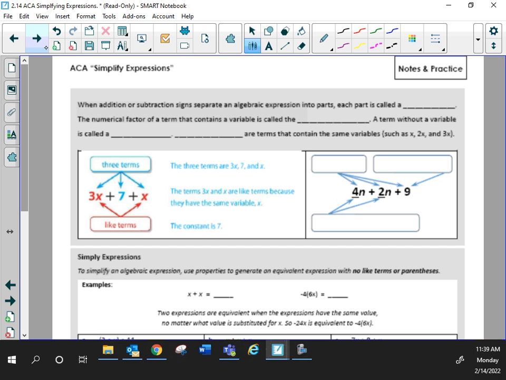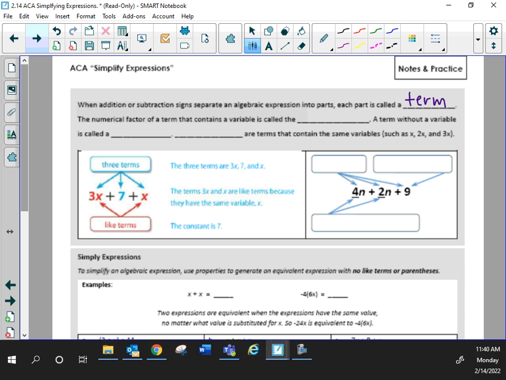Okay? So, that's sort of like the modeling of today's lesson. We're going to just do a little bit of notes, but that's basically it. Okay? Again, that's called simplifying expressions because it's getting all of the 0 pairs out of it. When addition or subtraction signs separate an algebraic expression into parts, each of those parts is called a term. Each part is a term. Anytime there's an addition or subtraction, each of those separations is a term.